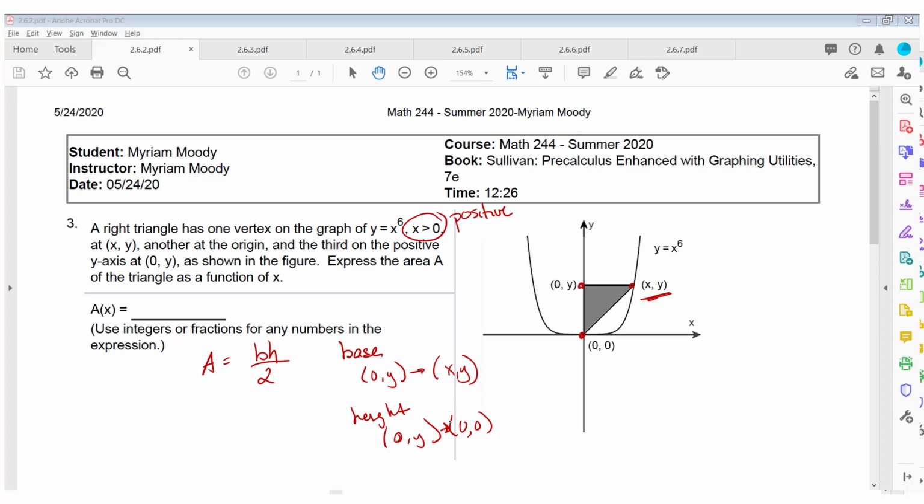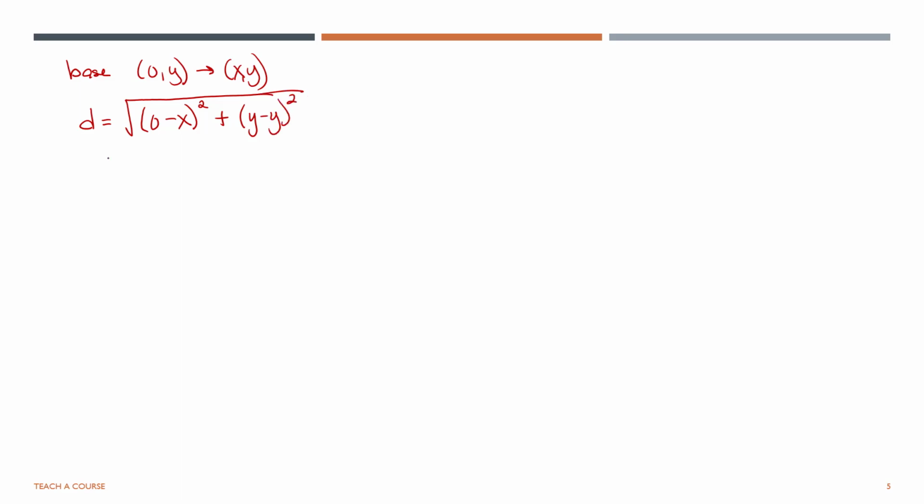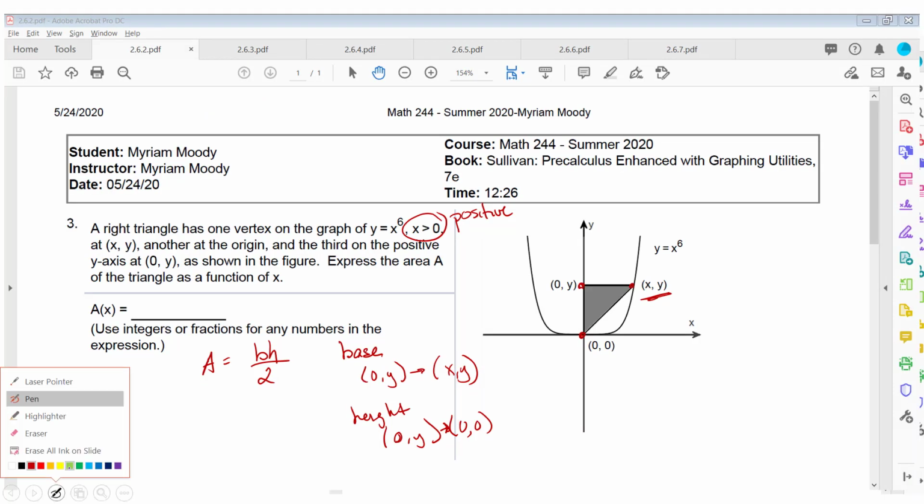Agreed? Okay, so let's go with the base first. We said the base was from 0y to xy, and I don't know that distance, do I? So we're going to have to use that distance formula again. Agreed? So we'll have 0 minus x, quantity squared, plus y minus y, quantity squared. I like what's happening with those y's over there. So basically this will be a negative x squared, and basically this would just be x squared, because when you square a negative it becomes positive, so it's just x, isn't it? So the base has a distance of x. So let me back up. So I can say x.